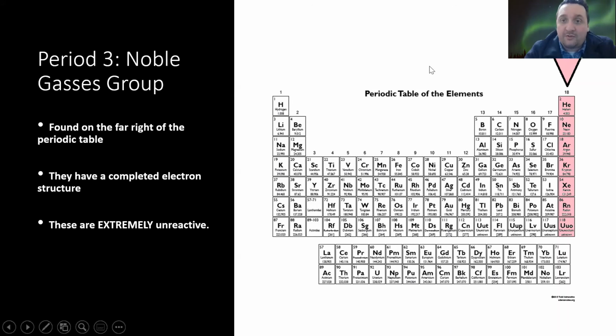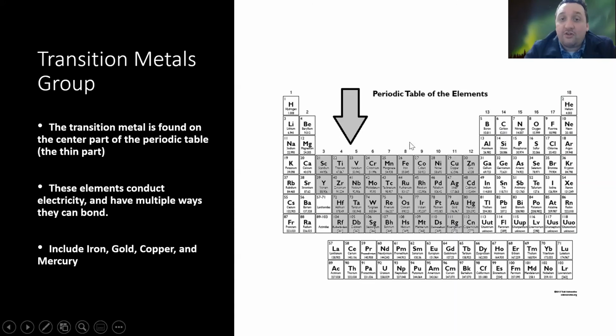Now, the middle of the periodic table is the transition metals group. What's unique about the transition metal group is they have multiple electron configurations. This is due to having another shell called a D shell. Not to go into too much, it can trade electrons up and down on its outer level. So everything in this part of the periodic table has at least 2, sometimes more, bonds that it can form. And it includes some metals like iron and gold and copper and mercury.